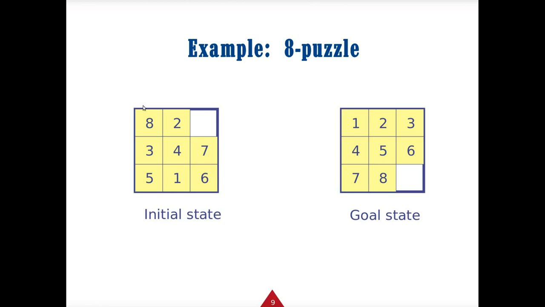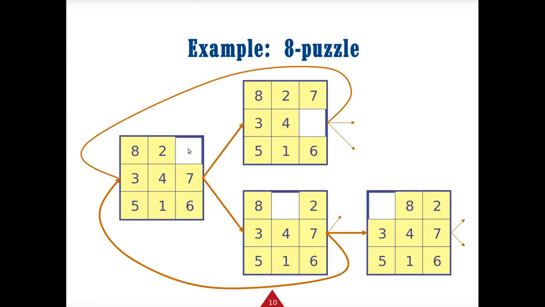I'll change this a little bit. The numbers are out of order, and what you want to get to is the numbers in order. So your initial state is this, and then you want to figure out the different paths you need to take to get to the state on the right. At this initial state, you can basically do two things. You can move the 2 to the right, or the 7 to the right, or 7 up. And so you have basically 2 successor states available.